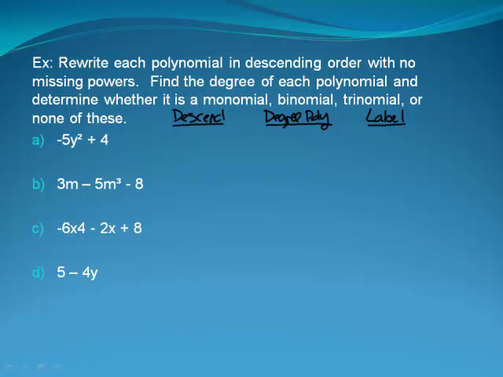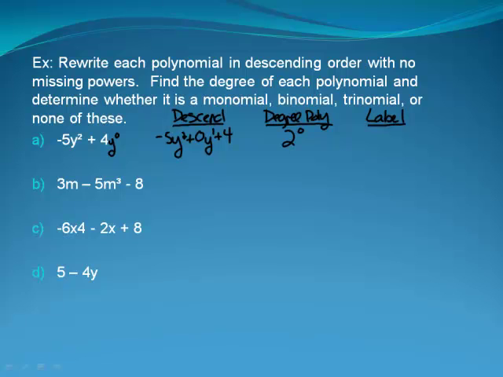Okay, so let's start with this first term here, negative 5y squared plus 4. Notice we're going from y squared to an understood y to the 0. We're missing a y to the first term. So we've got negative 5y squared plus 0y to the first. We're putting in our missing power, plus 4. We're going power-wise 2, 1, 0. Now the degree of that polynomial, the highest power in that expression is a power of 2, which means it's a second degree polynomial.